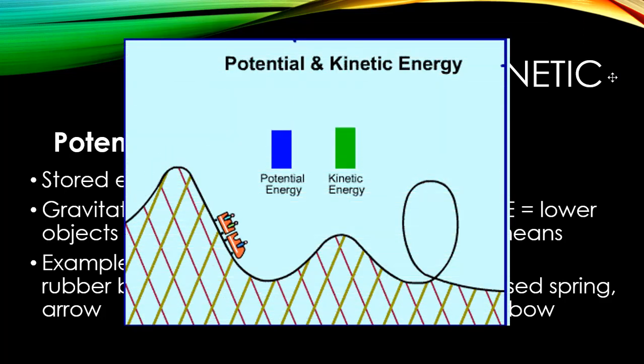There's a little diagram of the roller coaster here where you can see how the potential and kinetic energy bars change based on the height of the roller coaster. So when it's at its highest point, then you have the highest amount of potential energy. When the roller coaster is at its low point, which is right there along the bottom, you notice the kinetic energy bar goes up right there.